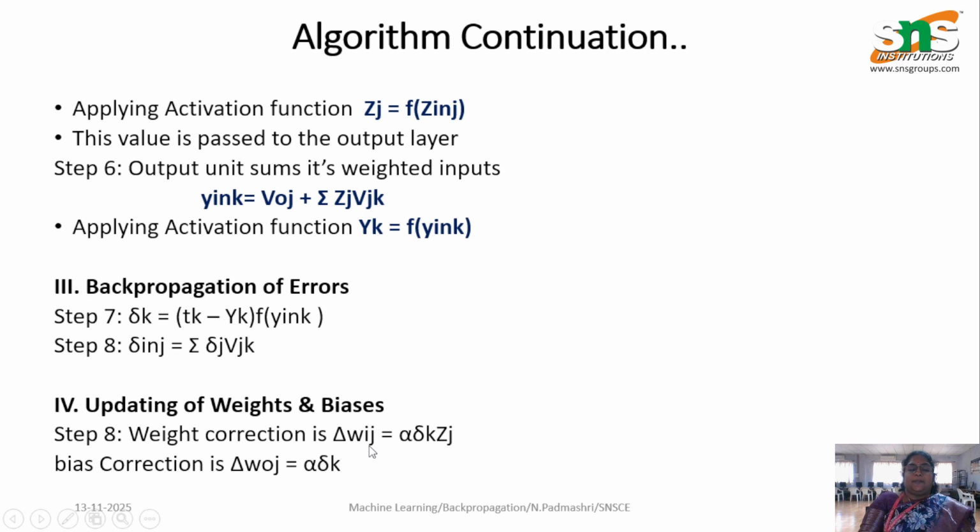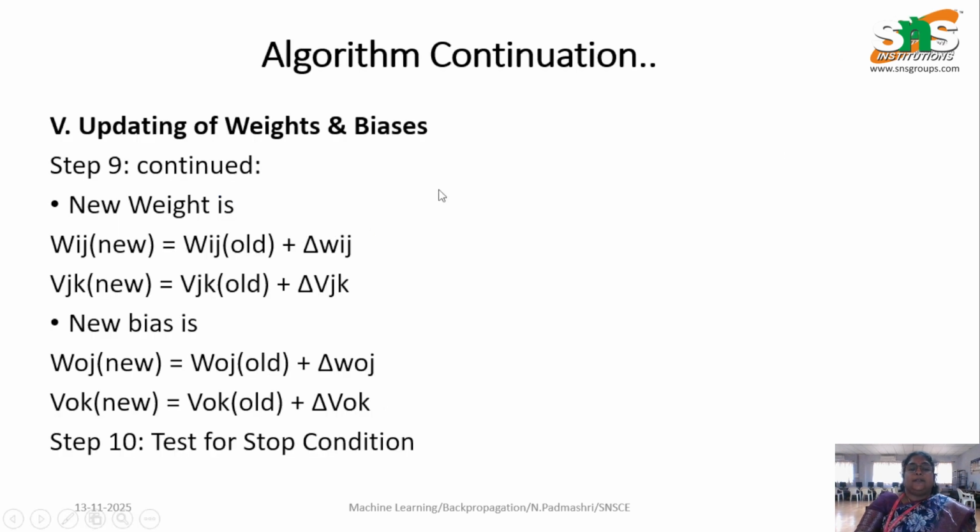Wherever it is ij, it is a weight correction, and wherever it is oj, it is a bias correction, equal to alpha into delta_k, where alpha is the learning rate. So how do we write the updated weight value? You need to calculate the new weight, based on the old weight plus the adjusted weight. This is w_ij, so it is a weight. When I say w_oj, it is a bias. So new weight is equal to old weight plus the change in the weight.